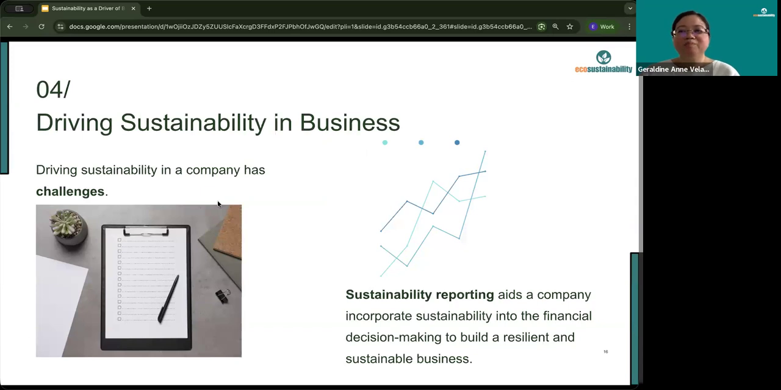Driving sustainability in a company has challenges. Of course it does, including lack of commitment from the board, little accountability, sustainability teams having no authority to implement initiatives, and skill gaps. Driving sustainability in a company requires transformation of every area of the business. And to stay competitive, a company must continuously improve its data management, risk assessments, and sustainability. Sustainability reporting aids a company in incorporating sustainability into financial decision making to build a resilient and sustainable business.